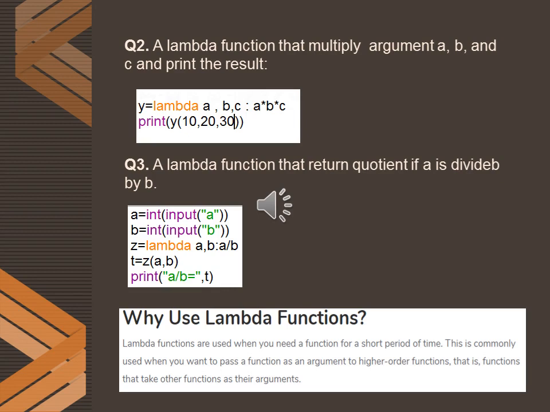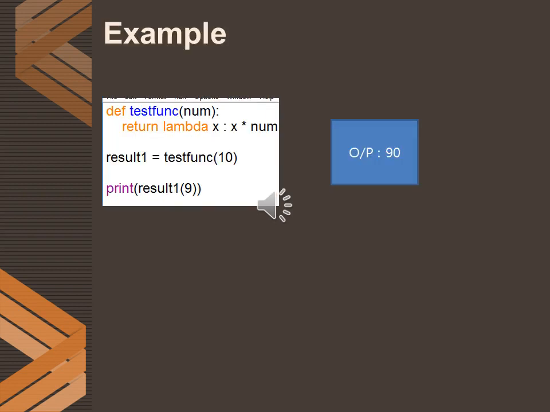So why do we use lambda function? Lambda functions are used when you need a function for a short period of time. This is commonly used when you want to pass a function as an argument to higher order functions, that is functions that take other functions as their argument. So a function is passed inside another function, and in this case lambda function is mainly used. So let us take another example in the next slide.